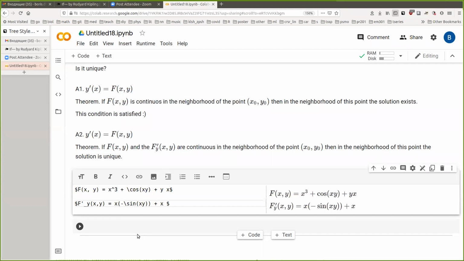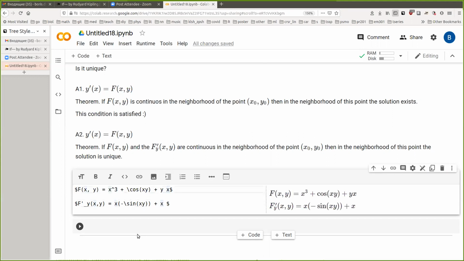Is it continuous or not? Are both functions continuous? Yes, it's continuous. Obviously it's continuous. The sine is a continuous function. Polynomial functions are continuous. If we add them or multiply them, they will be continuous. The problem may be when we divide some functions by other functions. But when we add and multiply continuous functions, the result will be continuous.